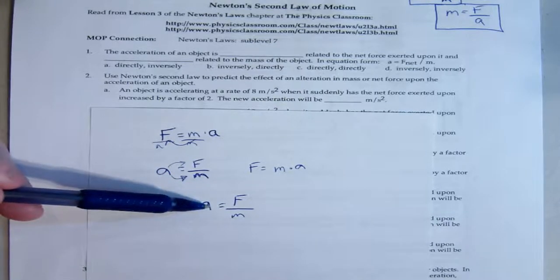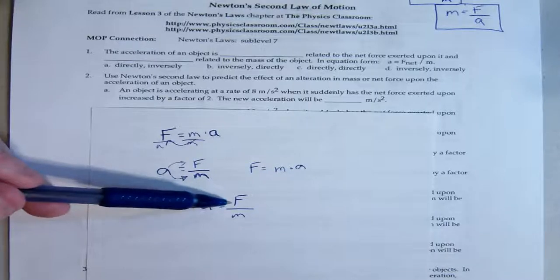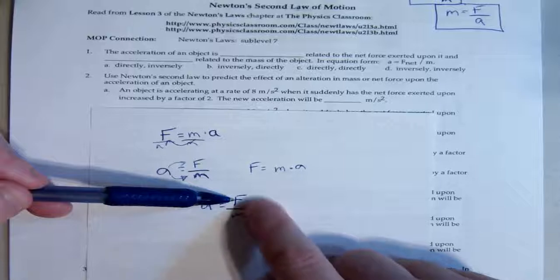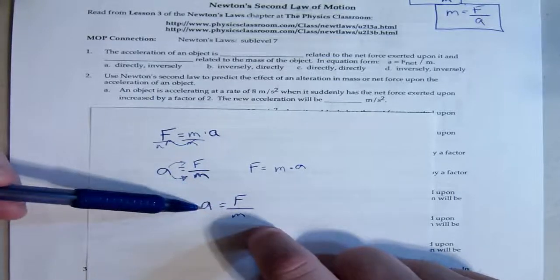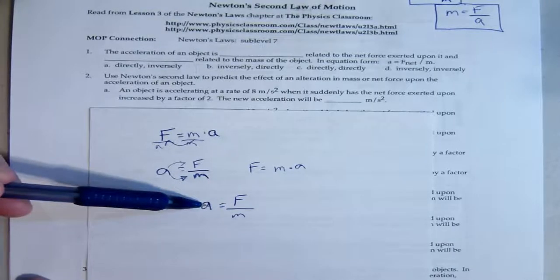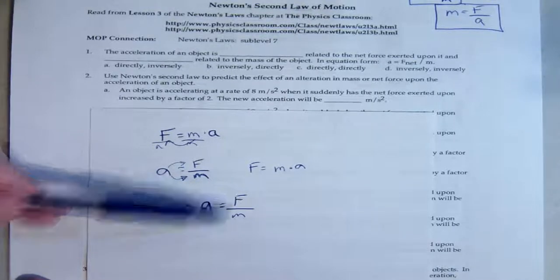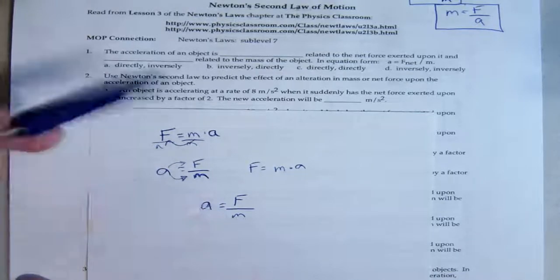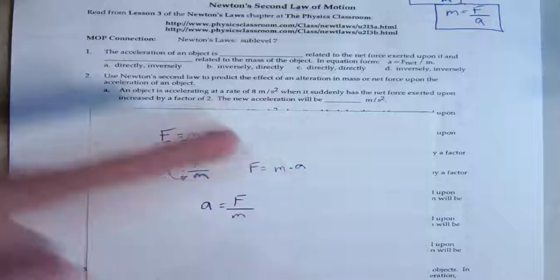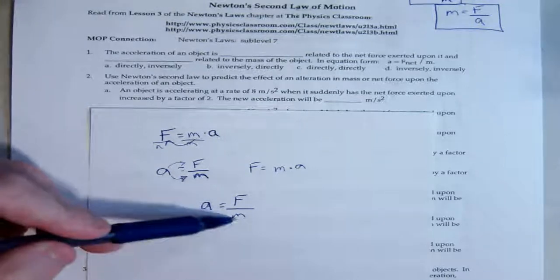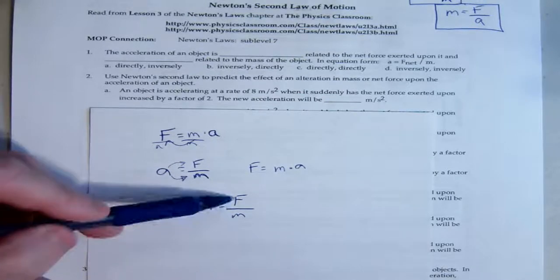So it looks like there's a direct relationship: if you increase the force, this will go in more times, which means the acceleration will increase. So increase force, you increase acceleration. That's a direct relationship. Now with mass, it's inversely related. Inversely kind of means oppositely related. In other words, if you increase the mass, you decrease the acceleration, because this all of a sudden will not go into this as much.